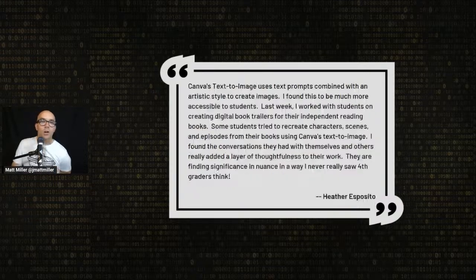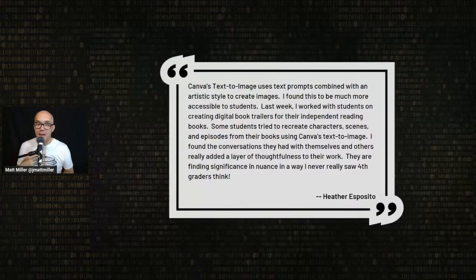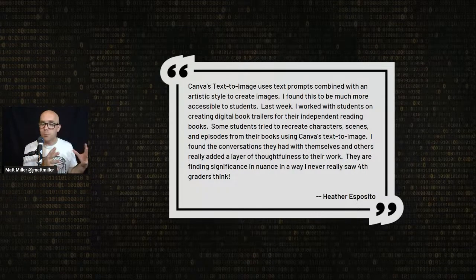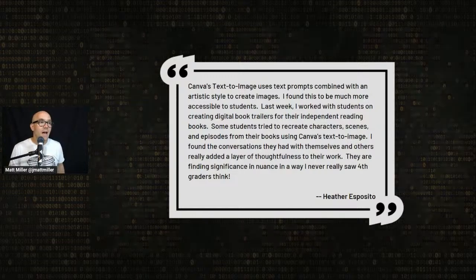Here's another one. We're going to go back to Canva. And so sometimes when we're talking about AI tools, we're talking about tools that were created to use some of those AI features. And then we're talking about other tools that were created before, but are starting to insert AI into them. And so this one's Canva. The text to image uses text prompts combined with an artistic style to create images. I found this to be much more accessible to students.